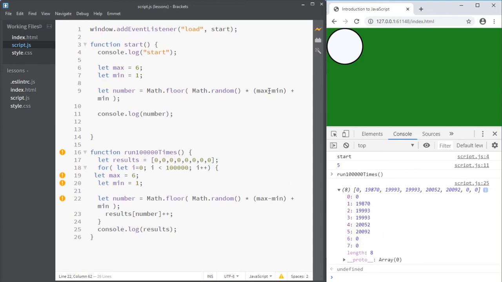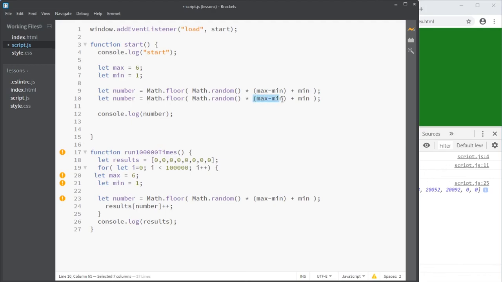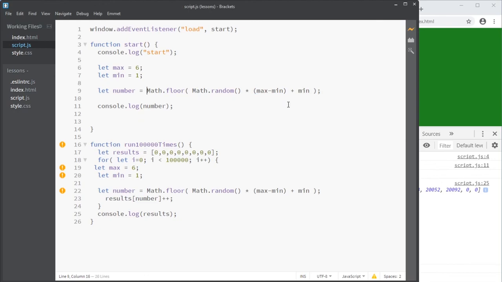And yeah, because now we say max minus min. So that's 6 minus 1. And that's only 5. So we only multiply by 5 this time. This line here would be the same as if we wrote multiplied by 5 plus 1. That wasn't what we had before. We wanted to multiply by 6. So the problem with this line is that the minimum is included, but the maximum isn't. Just as in math random, that doesn't include the 1.